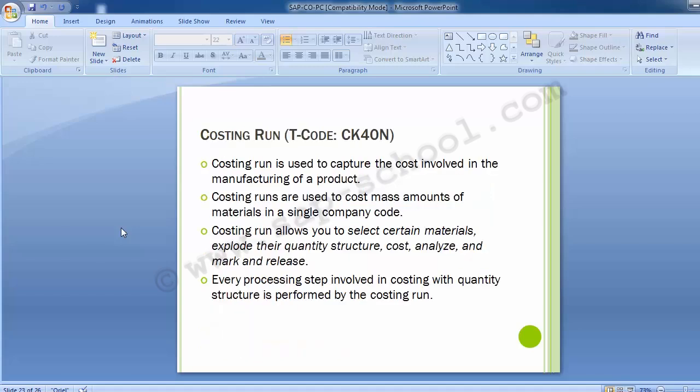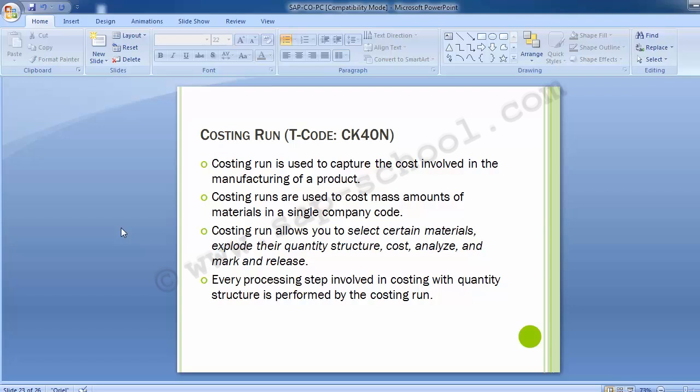Moving to the next is the costing run. Costing run is used to capture the cost involved in the manufacturing of a product. And this is the final execution which is done at the period end as an activity, and once this costing run is done, the cost of the product is known.